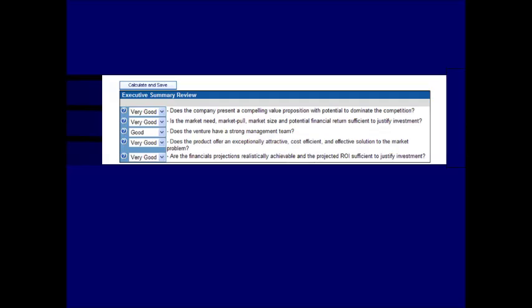The first scoring section is the executive summary. Since the executive summary is often the first and only portion of the business plan an investor will read before meeting with the entrepreneur, it deserves special attention.